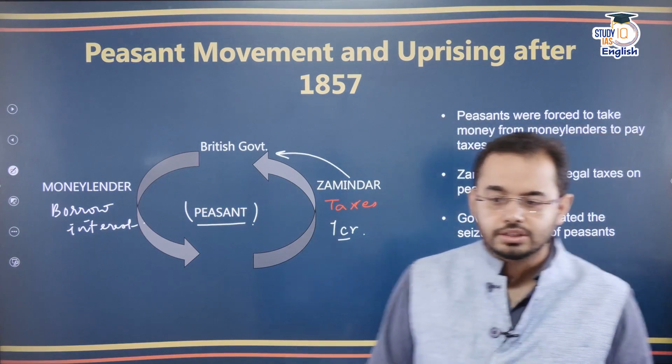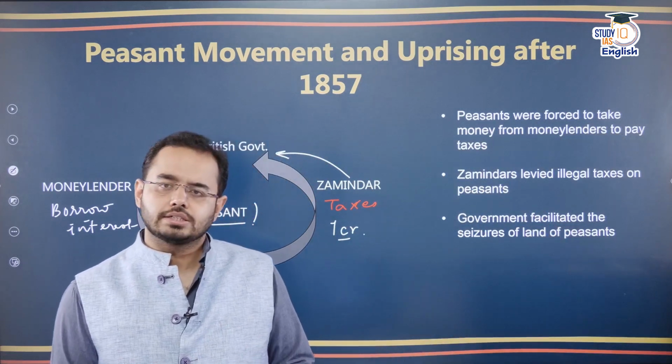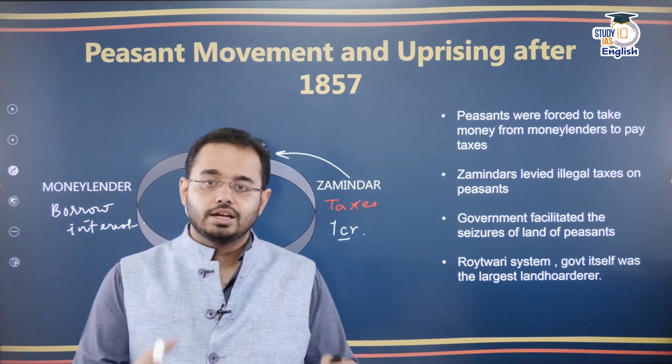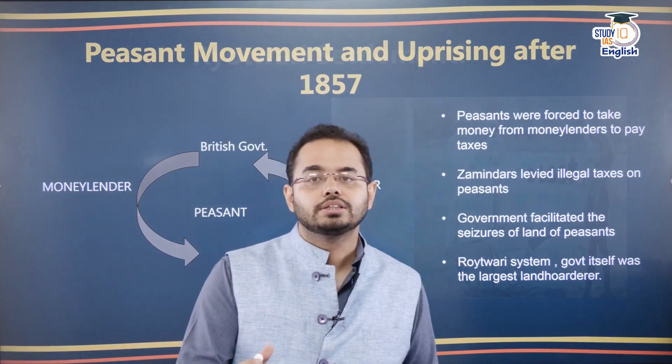So the third point here is that the government facilitated the seizures of land of peasants in case they were not able to pay taxes. So what happened? Your land was seized. Who helped that seizing of lands? Of course, the government through its own decrees. And finally, in the Rayathwari system, the government itself became the largest landholder. Yes, it became the largest landholder. The government, that is the colonial government themselves, became the owners of the land. How? This is what we have to see in the Rayathwari Settlement.